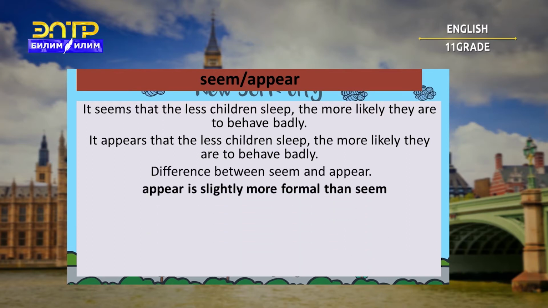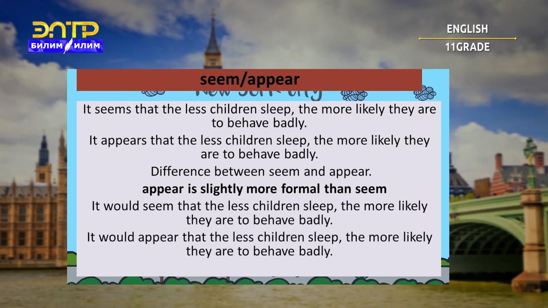Difference between seem and appear. Appear is slightly more formal than seem. For example, it would seem that the less children sleep, the more likely they are to behave badly. It would appear that the less children sleep, the more likely they are to behave badly. This expression is more formal than it seems, it appears.